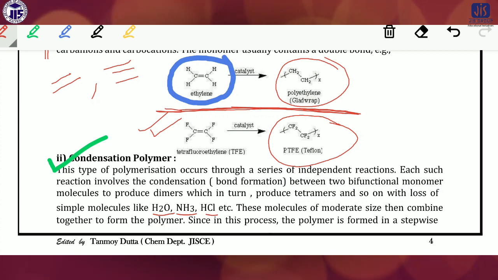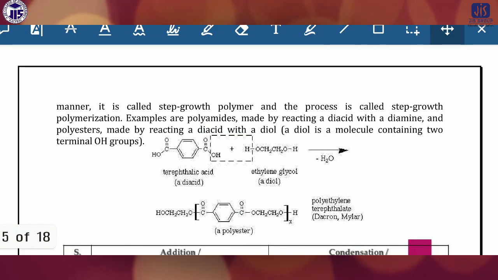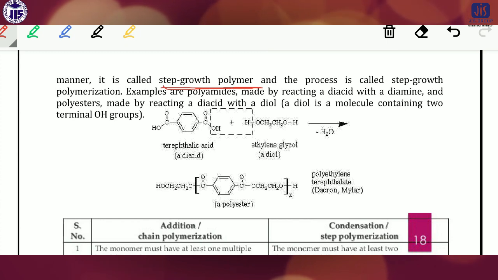Since in this process the polymer is formed in a stepwise manner, it is called a step growth polymer. Also keep in mind that another name for condensation polymerization is step growth polymerization. You can see the question in this way: what is a step growth polymer? Actually, step growth polymer is another name for the condensation polymer. So you have to keep this in mind, and the process is called step growth polymerization.